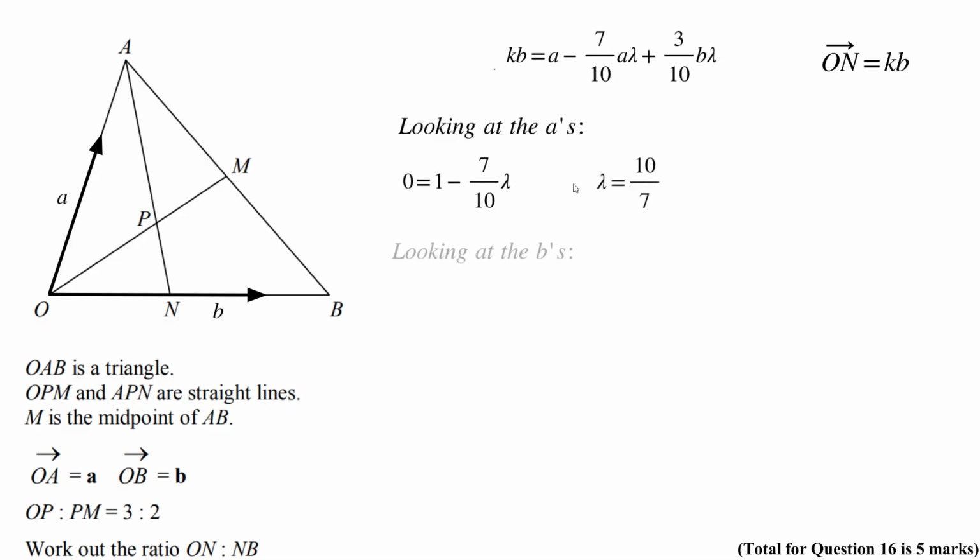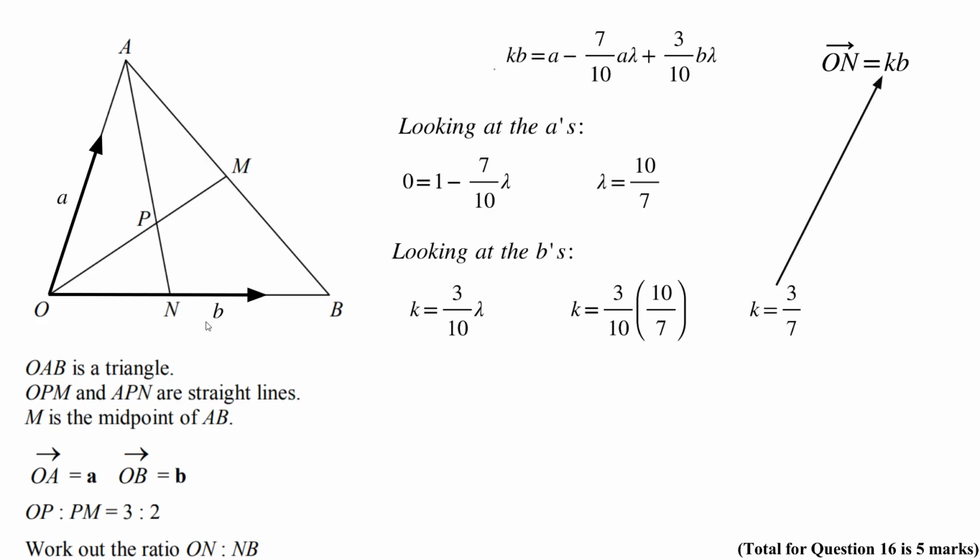Now let's look at the b's. So we have k equals 3 over 10 lambda. We know what lambda is, plug that into there. So that's 30 over 70, or 3 over 7. And that makes sense, because we said if this full line, O to B, if we take some amount of it, k, we'll get to N. So we're saying 3/7 of this full line is O to N. So if this is 3/7, then this is 4/7.